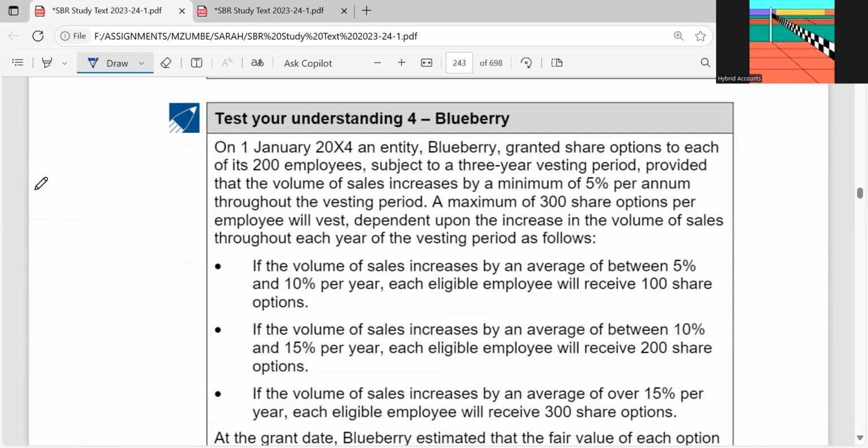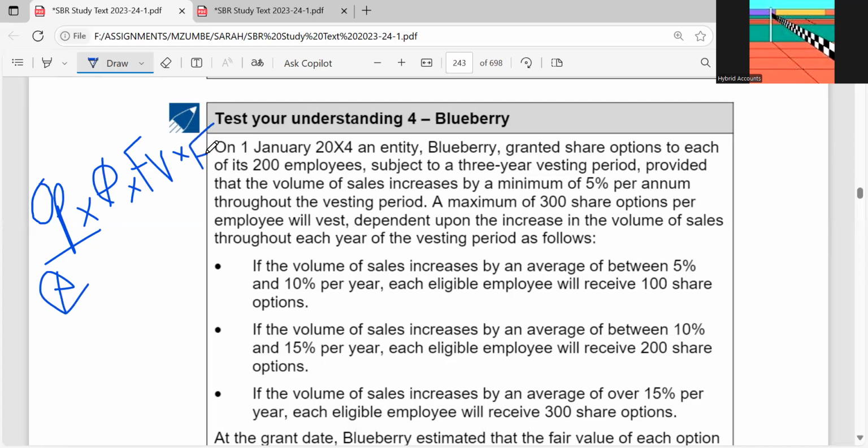What you need to know is the number of instruments, for example, the options per employee. If there are employees, you multiply by the number of employees, and you would see employees canceling, so you remain with options. You need to know the fair value of options, the third thing. And the last thing, you need to time apportion. You just say the time fraction. So you have like four things.